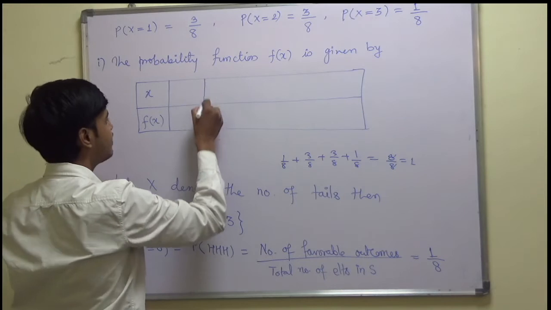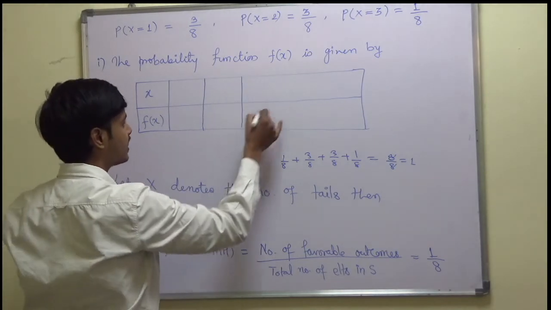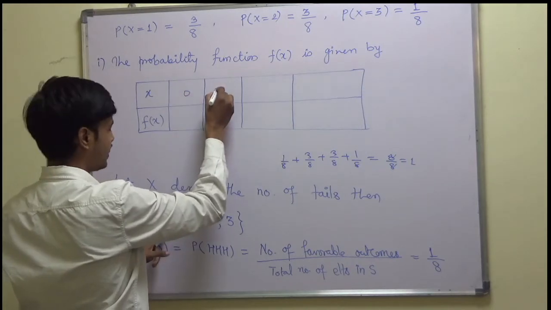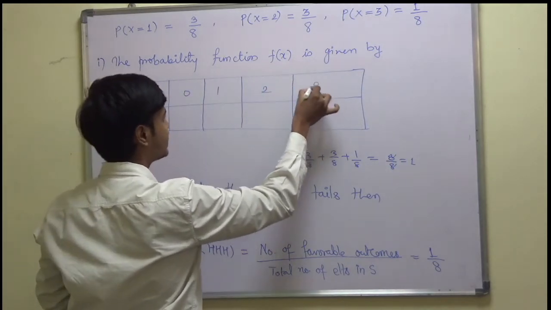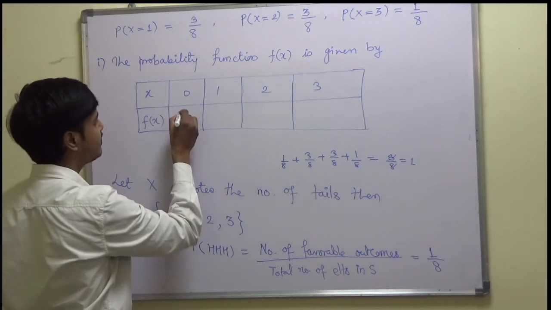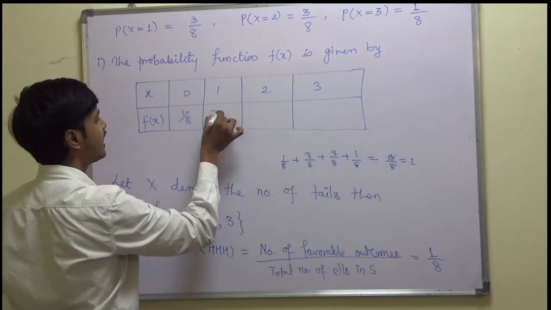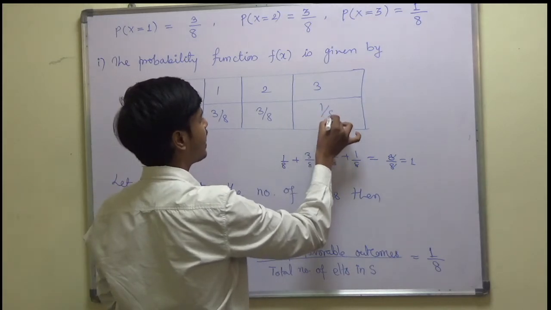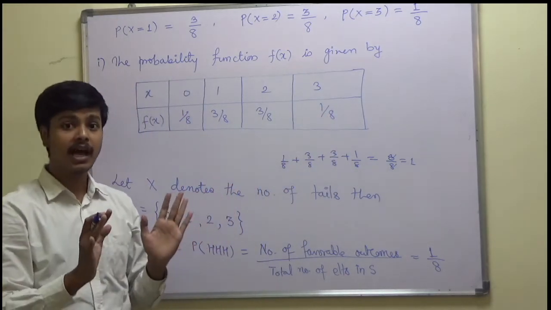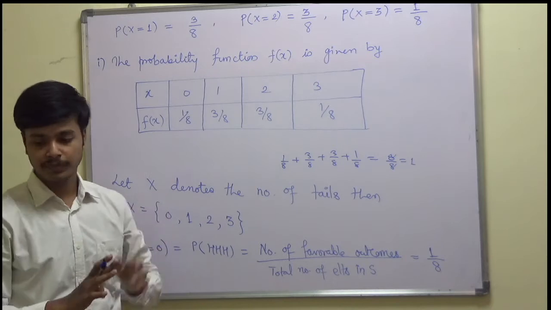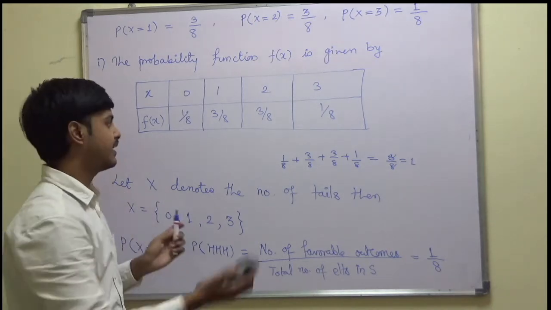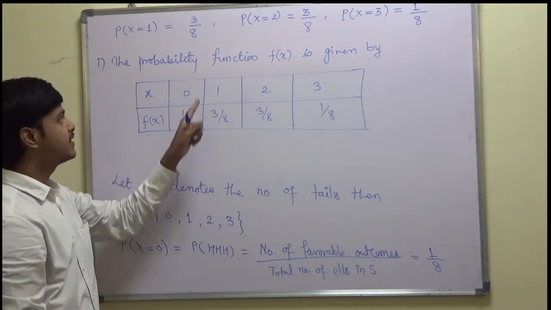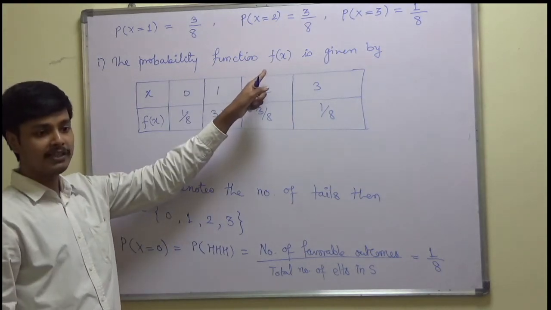So what are the values that we have for the random variable? We have values 0, then 1, then 2 and 3. And the corresponding probabilities that we have found are 1 by 8, 3 by 8, 3 by 8 and 1 by 8. So this completes the first part of the problem, which says you have to find the probability function.